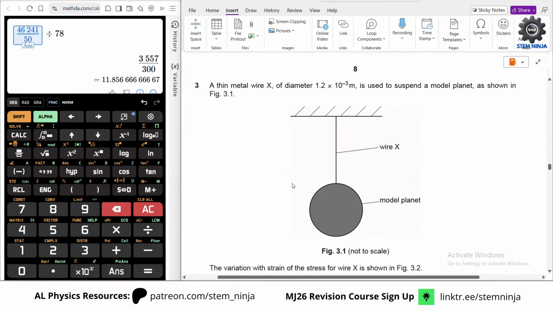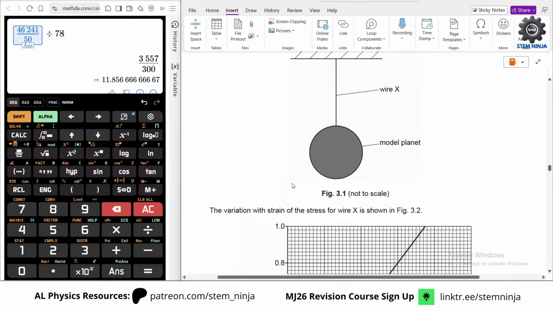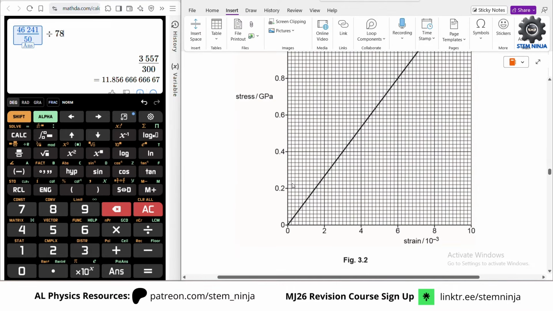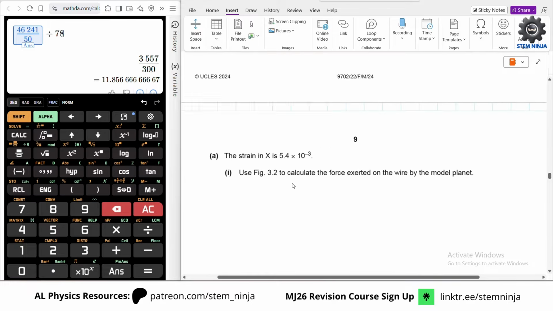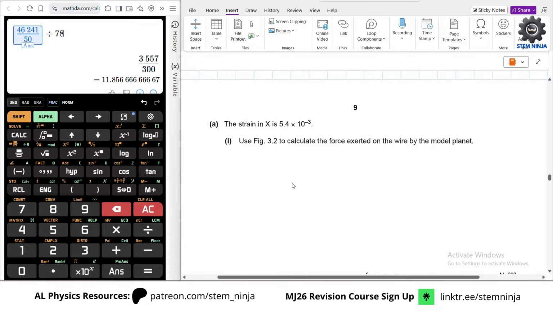Question number 3. A thin metal wire X of diameter 1.2 times 10 raised to the power minus 3 is used to suspend a model planet as shown in figure 3.1. The variation with strain of the stress for wire X is shown in figure 3.2. The strain in X is 5.4 times 10 raised to the power minus 3. Calculate the force exerted by the wire on the model planet.